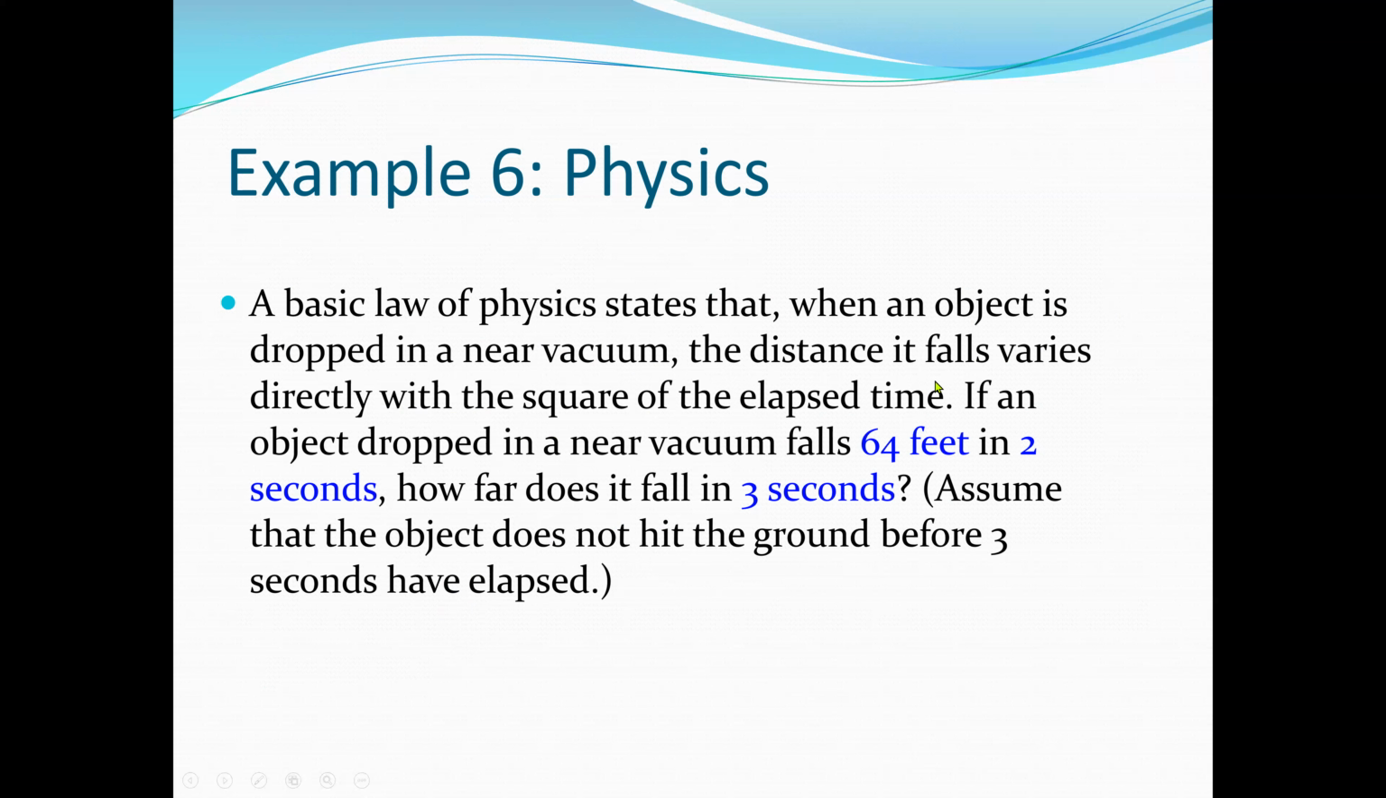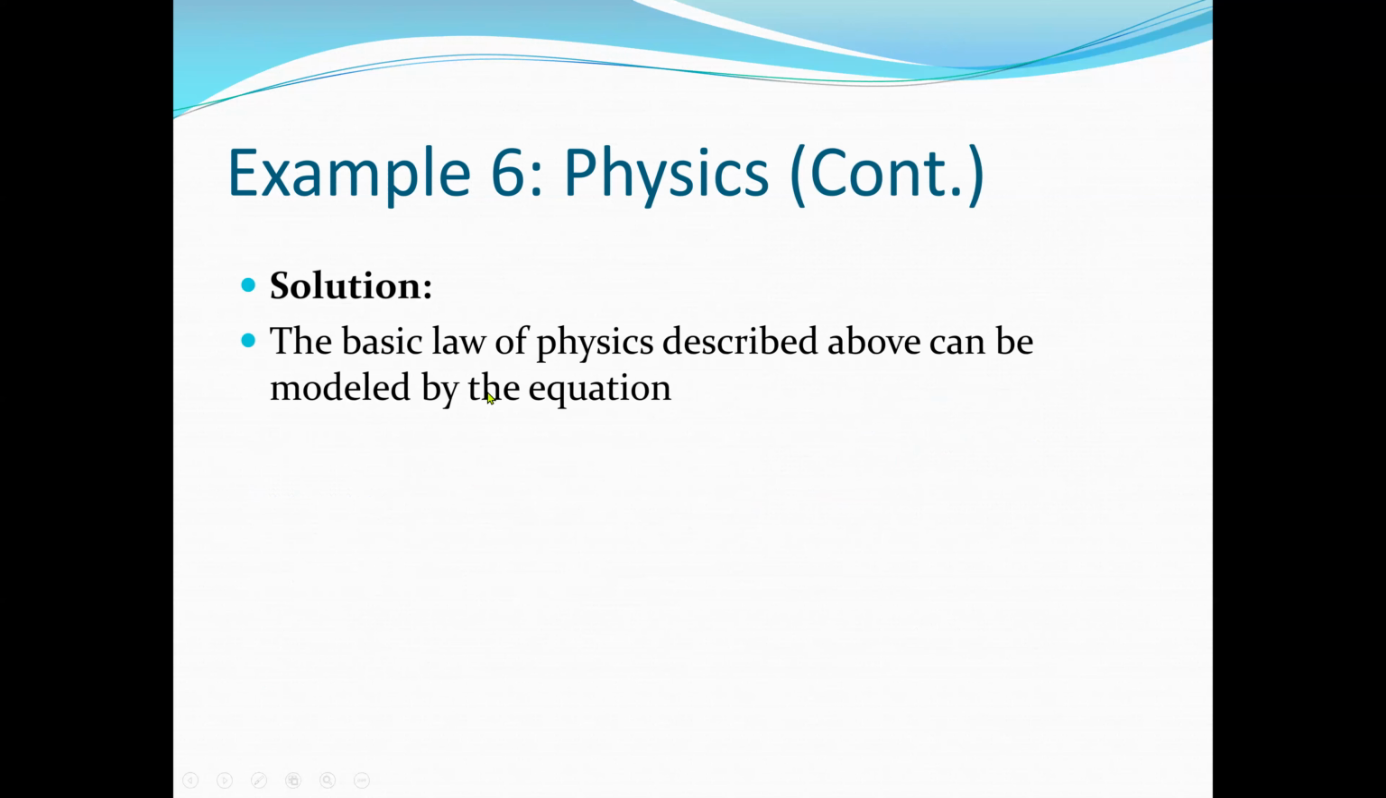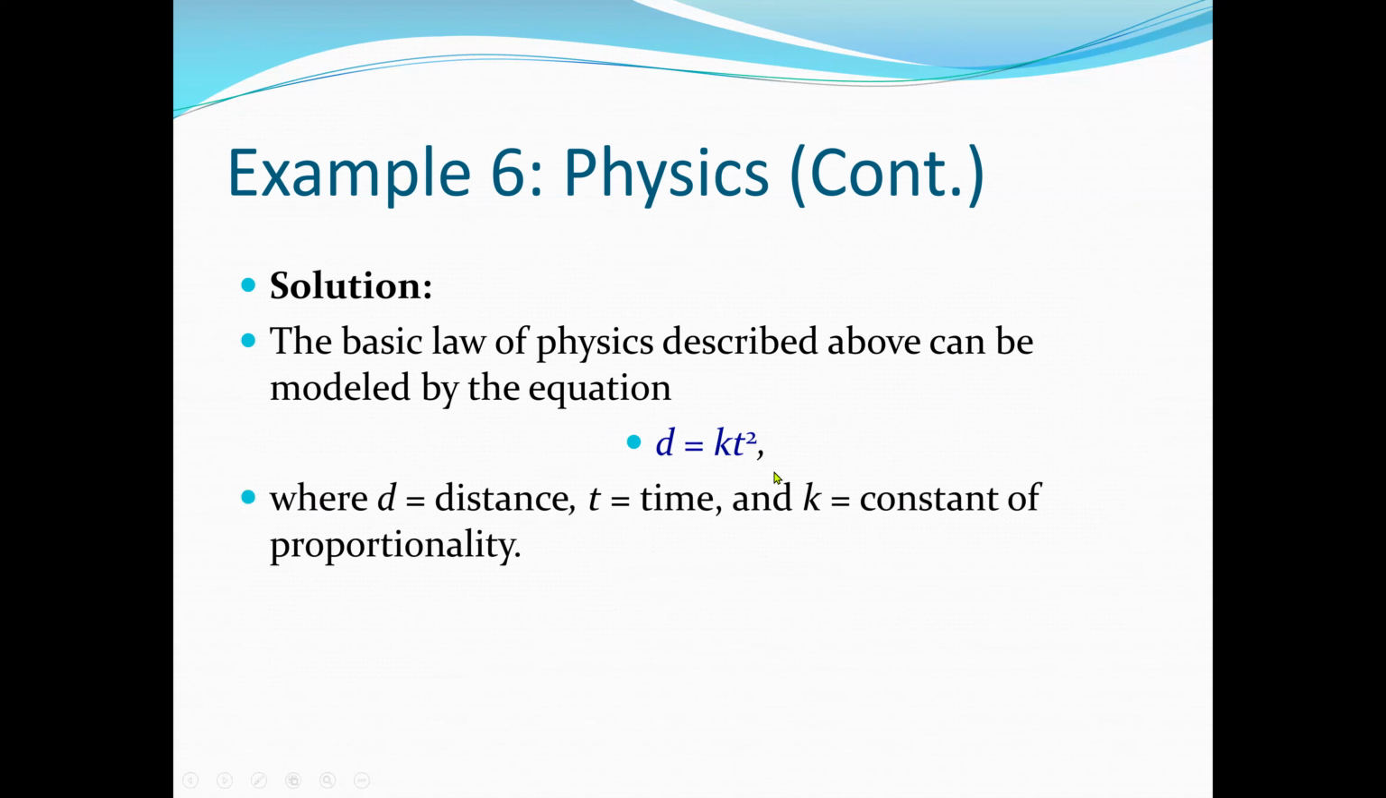So the distance that it will fall varies directly with the square of the time. So that's the first thing we have to know. The basic law of physics described above can be modeled by this equation. We saw that the distance varies directly with the square of time. So we have D equal to KT squared. K will be the constant. T is the time. So distance varies with the time squared. Where D is the distance, T is the time, and again, K will be the constant of proportionality.